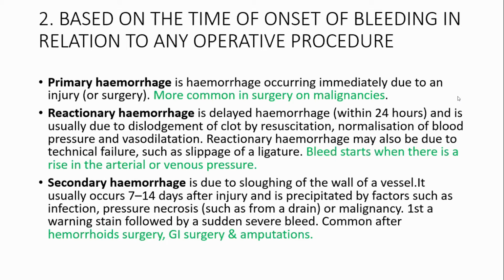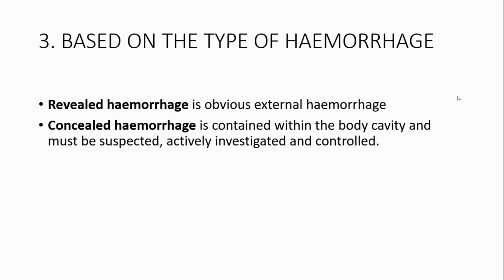Okay, so there are three types of hemorrhage which may occur after surgery. Based on the types of hemorrhage, we can classify hemorrhage into revealed hemorrhage or concealed hemorrhage. As the name suggests, if there is obvious external hemorrhage, it is revealed hemorrhage. But sometimes, for example, in case of abdominal trauma, you may see there is no external hemorrhage, but the patient goes into shock. So there may be intra-abdominal or intrathoracic hemorrhage, and this is concealed hemorrhage.